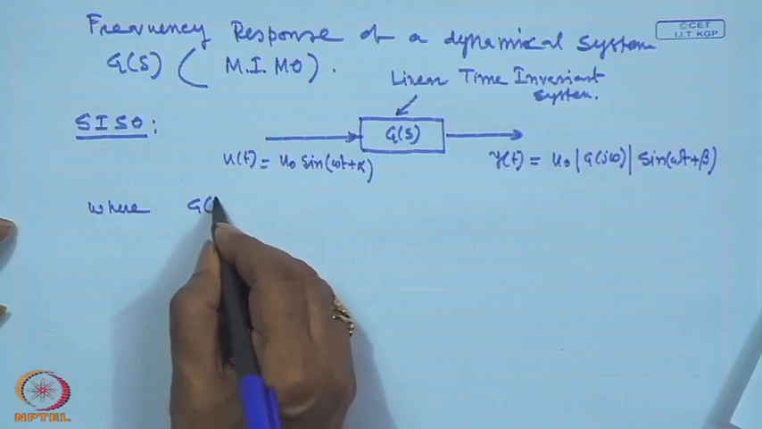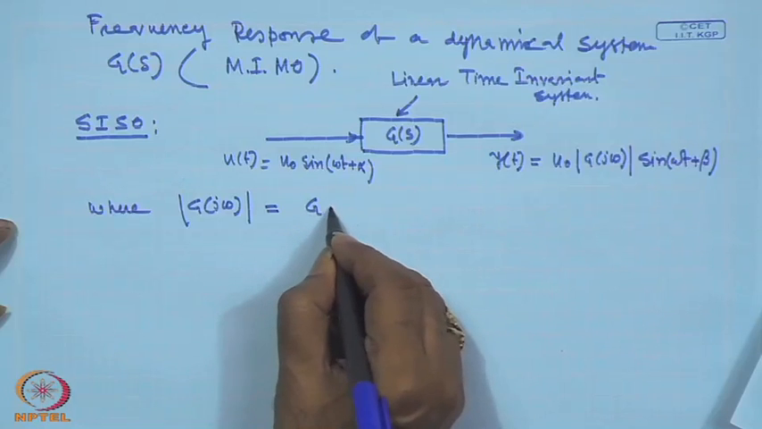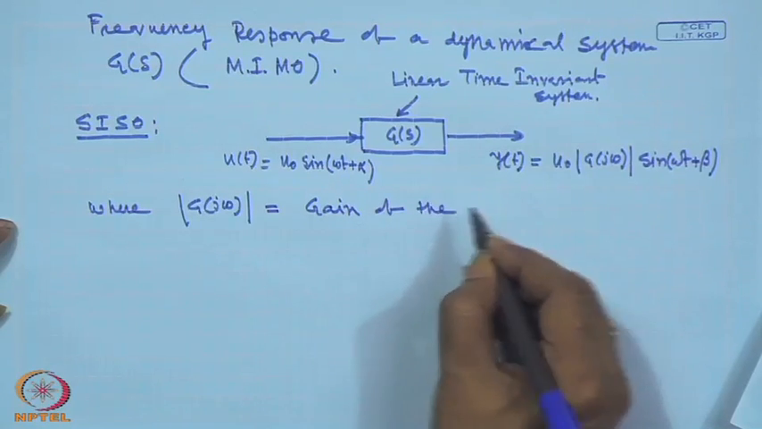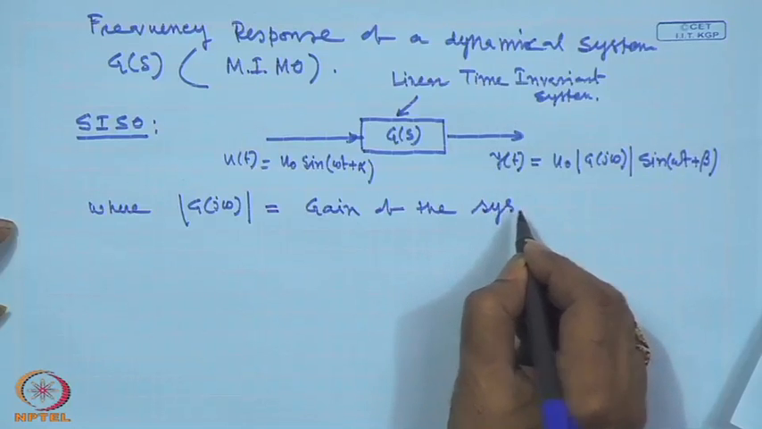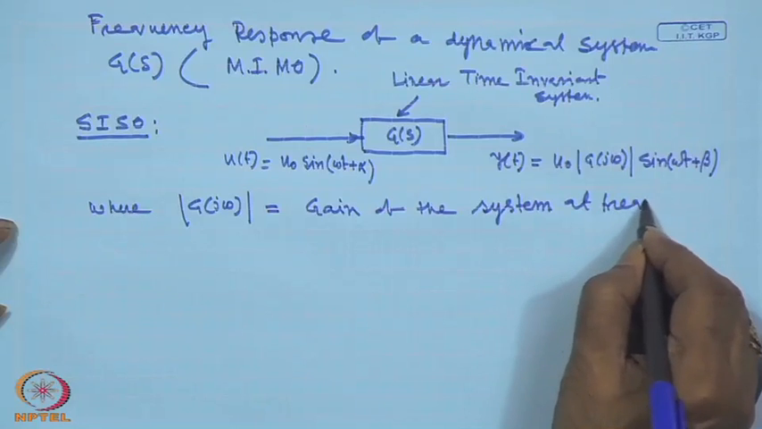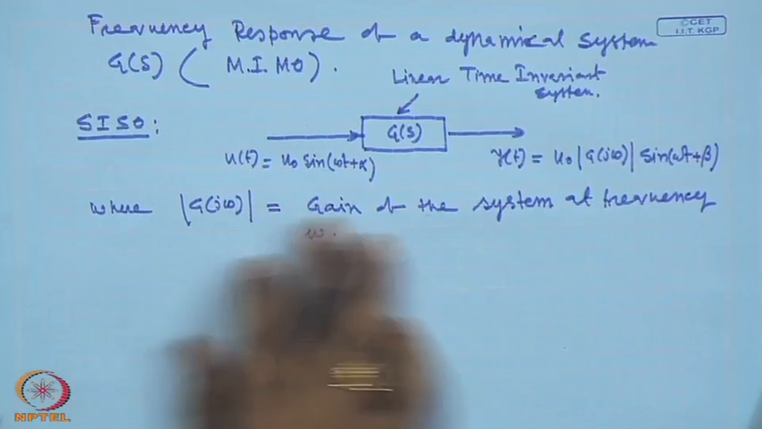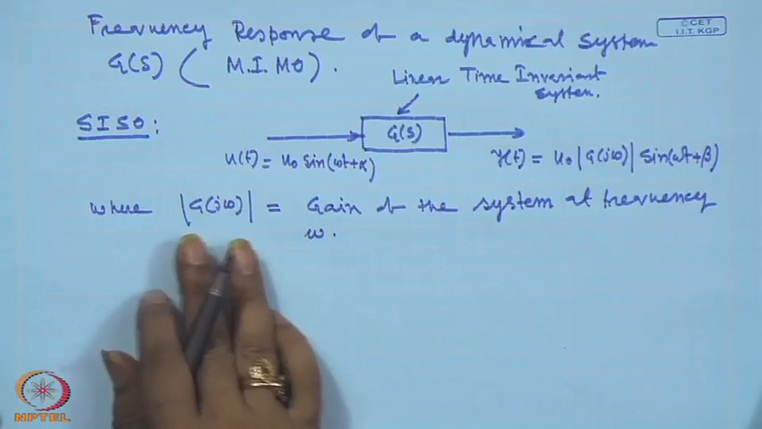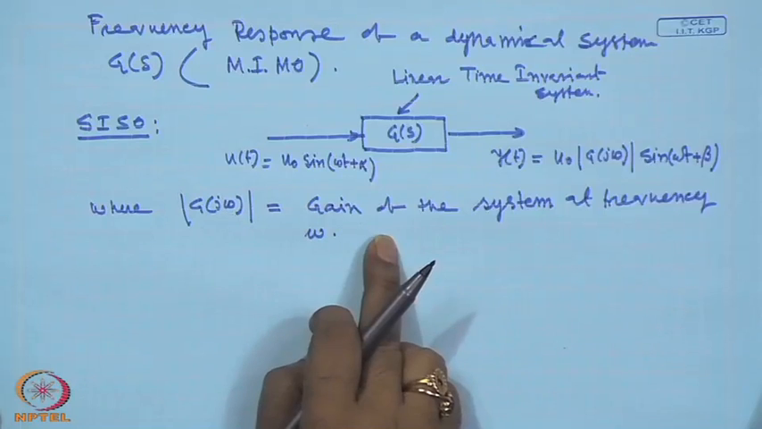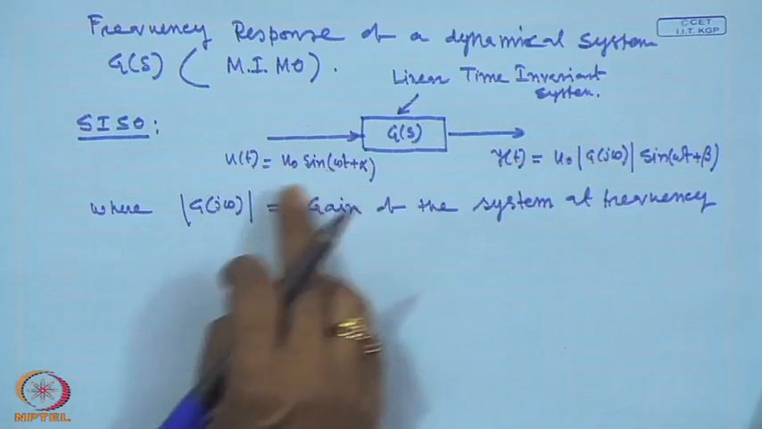Here the magnitude of G of j omega is nothing but the gain of the system at frequency omega. So, naturally, from this expression you see why I am calling it the gain; I will explain later. Now, you see it is dependent on frequency. So, what do you mean by the gain? At a particular frequency, what is the gain?